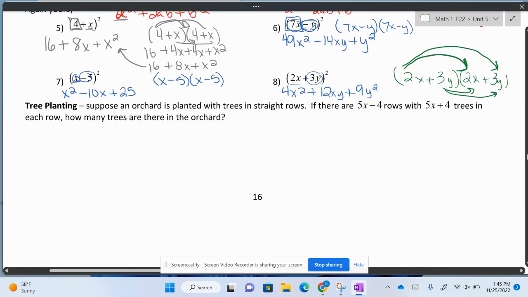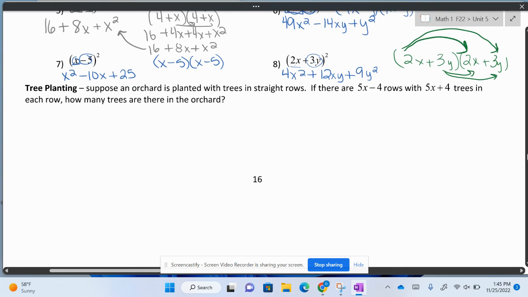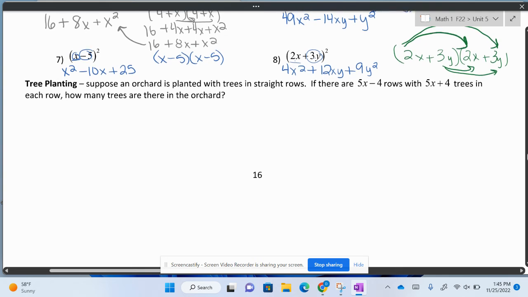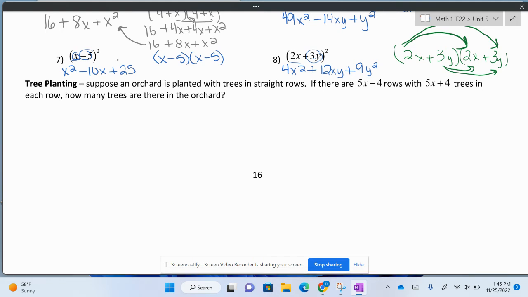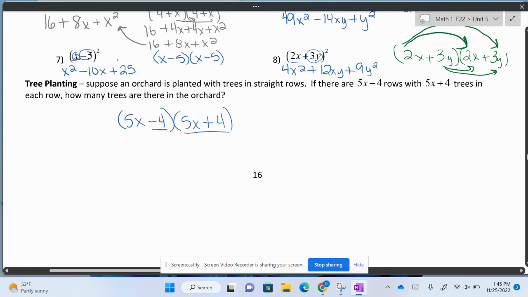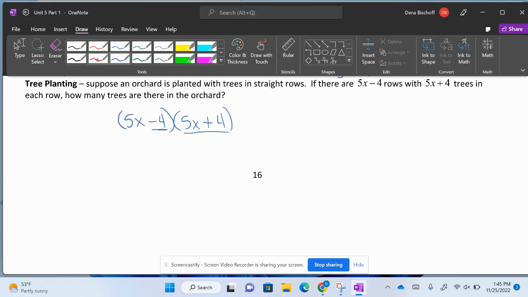All right. Suppose an orchard is planted with trees in a straight row. There are 5x minus 4 rows with 5x plus 4 trees in each row. How many trees are there in the orchard? Well, we are just going to take 5x minus 4 times 5x plus 4. Notice that these are called conjugates. They're opposites of each other. So this is the first rule that we learned up at the top.